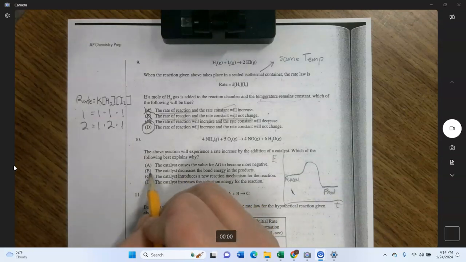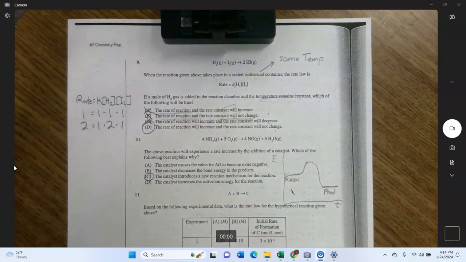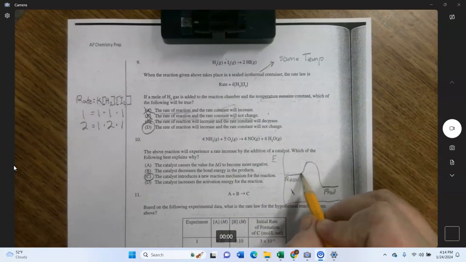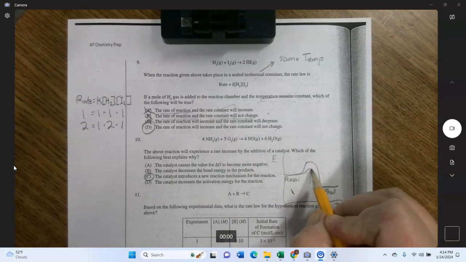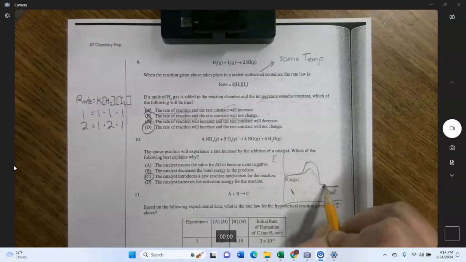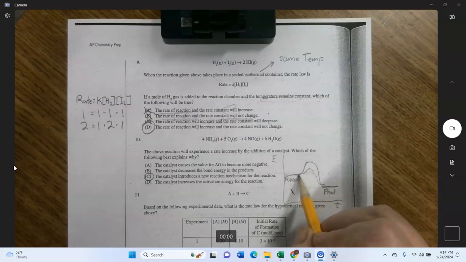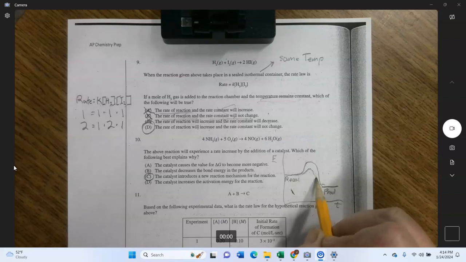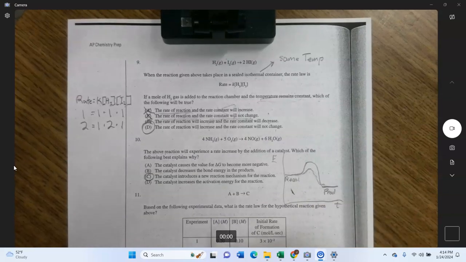That is the correct answer. That's not the definition I gave you. I told you that what it does is it makes this activation energy go down, okay? So that this reaction has less of a hill to climb over to get over and down to products, okay?